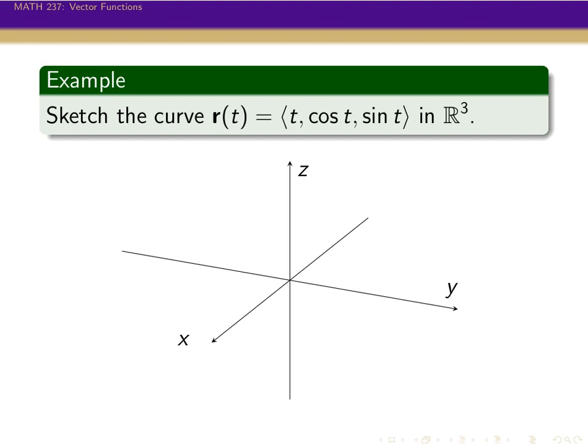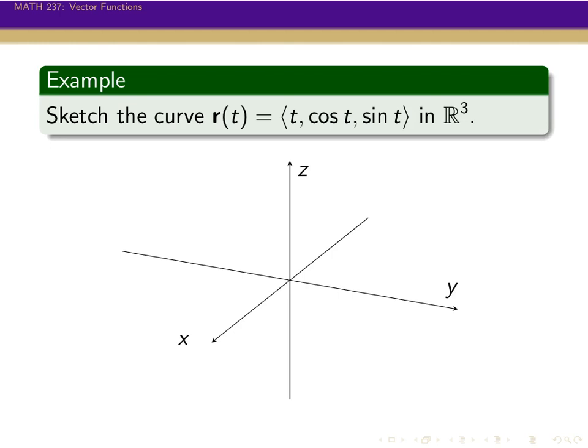Okay, so R2, we're just dealing with things on the xy plane. R3, things are getting a little bit funkier. Now we're given a vector function in R3. So r of t, the x component is just t, the y component is cosine of t, and the z component is sine of t.